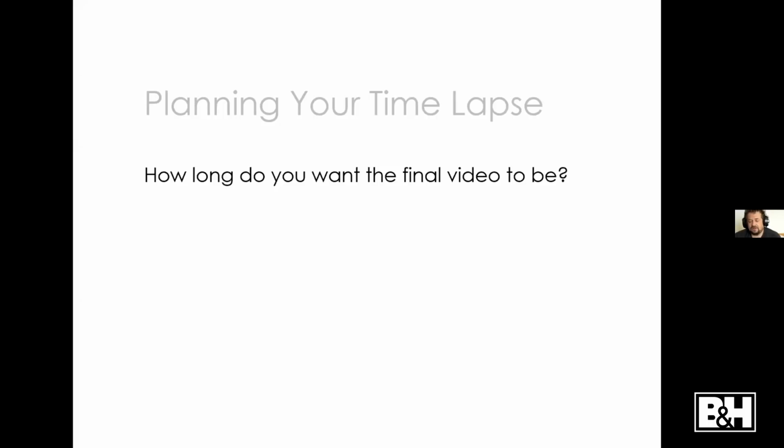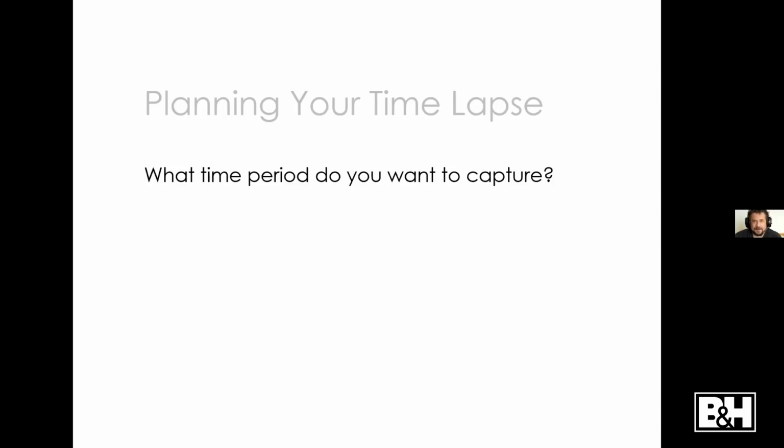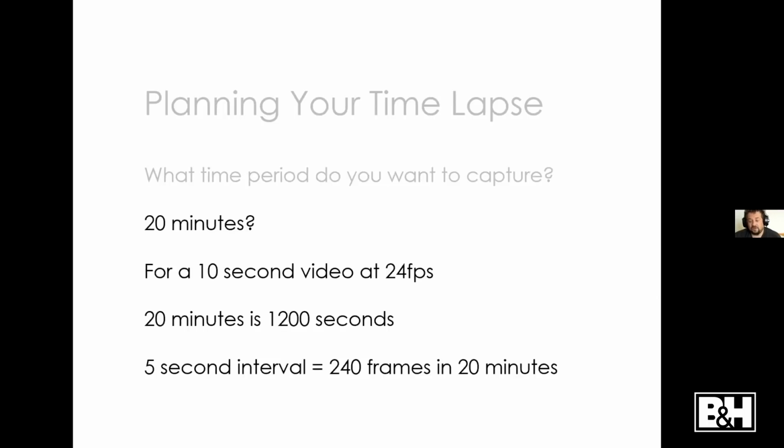Think about how long you want the final video to be. Do you want it to be 10 seconds? If you're going to play it back at 24 frames a second, 10 seconds is 240 frames. If you're going to do 30 frames per second, it's 300 frames. And what time period do you want to capture? Do you want 20 minutes? So your frame 1 is at 0 and frame 240 is at 20 minutes.